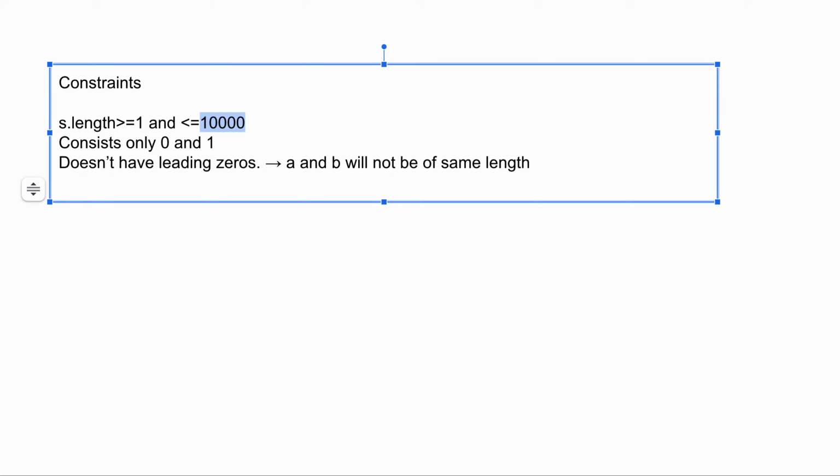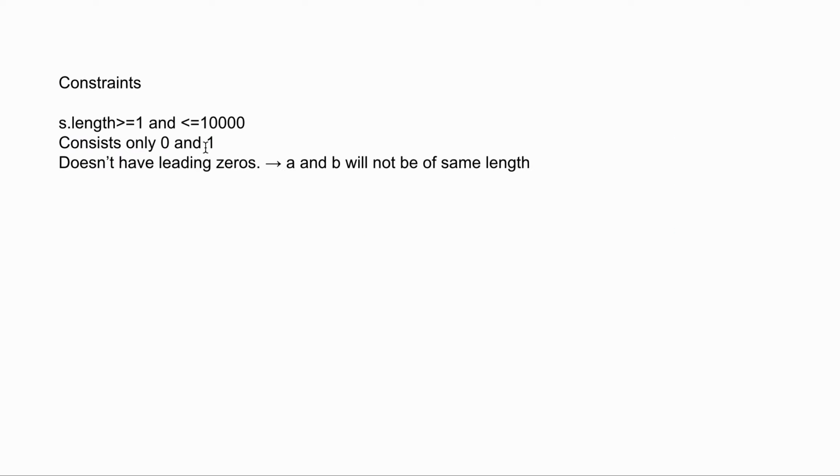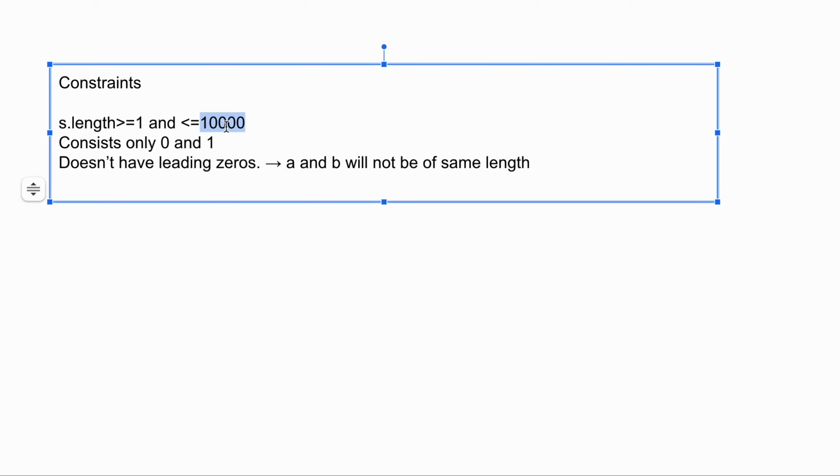What does it mean? The initial idea that we got, that we can convert this into a decimal number, add them and convert it back into a binary number, that idea will be invalid here, because when a number is converted, the maximum range will be 2 power 10,000, right? So that won't be possible in any number format. So the initial idea is now invalid.